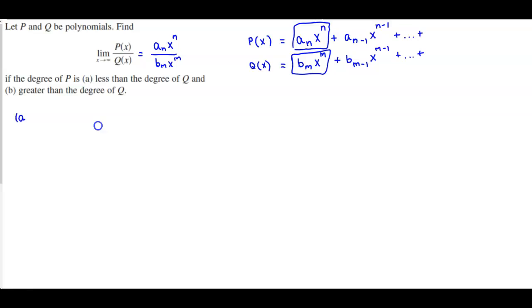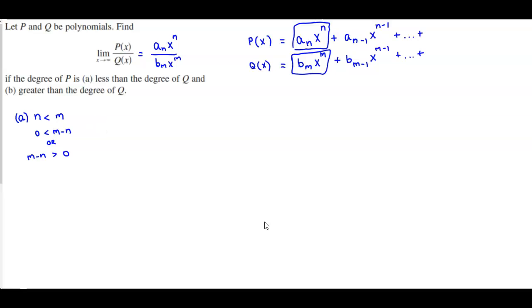So what is the degree of P of x? Well, we know it's n. What is the degree of Q of x? Well, we know it's m. We want to find out when n is less than m. Now, if we subtract n from both sides, then we get 0, and then this becomes m minus n, which is greater than 0.